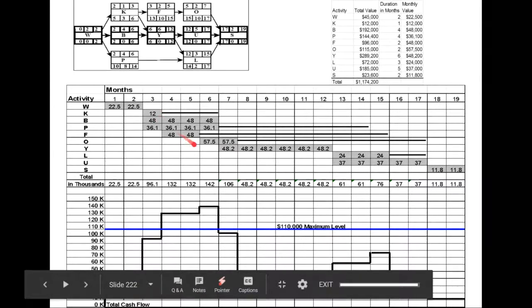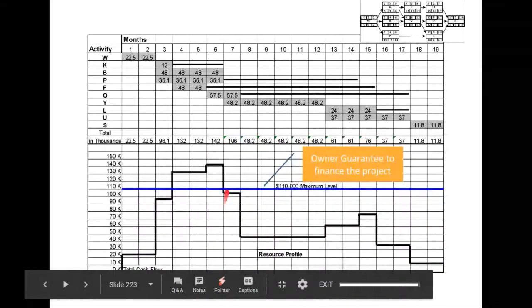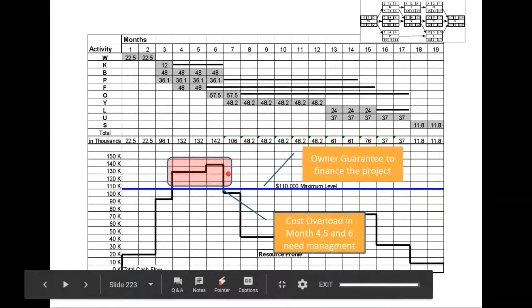So that's good. So owners have an ability to finance the project to a maximum 110,000. First question was, how do we get rid of this peak, which is beyond the constraint point? So we have got a cost overload in the month of fourth, fifth, and sixth month, which needs management, and we are exploring different options. And my first question was, will postponing activity K make any difference?